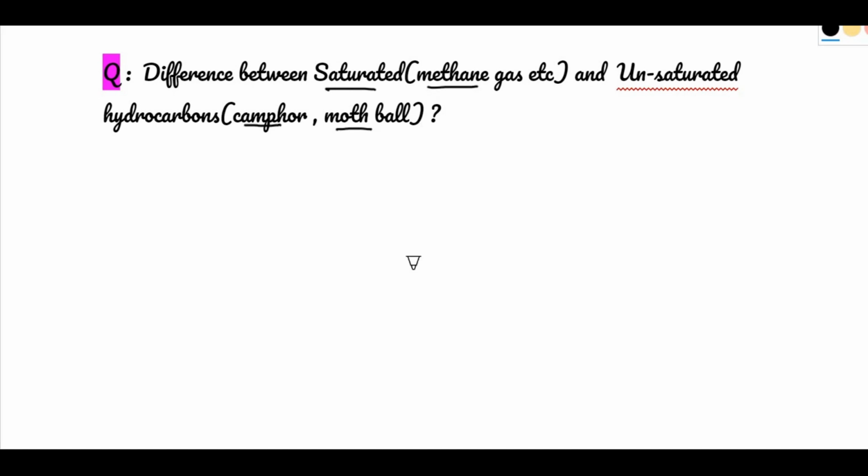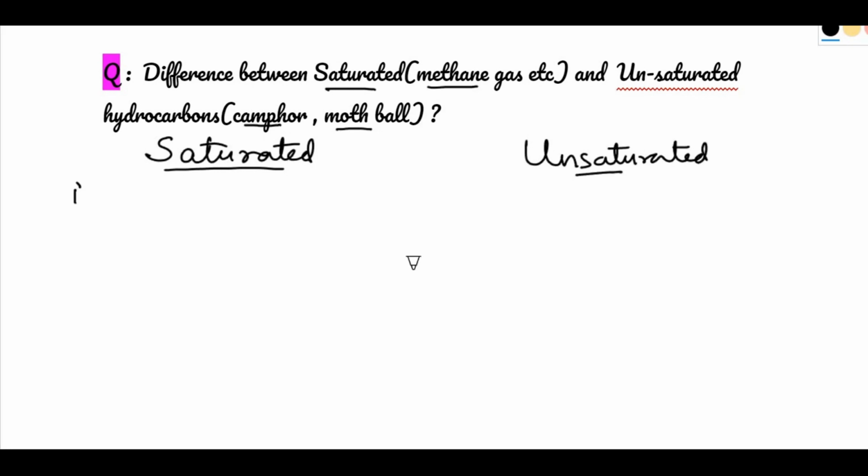So how do you differentiate? For the difference, I'm just having the side headings. So this is saturated hydrocarbons, and then we have unsaturated hydrocarbons. Here, first point, between carbon and carbon, there will be a single bond. In unsaturated hydrocarbon, between carbon-carbon, there may be a double bond or there may be a triple bond. You can frame that into sentences, I'm just writing in points.